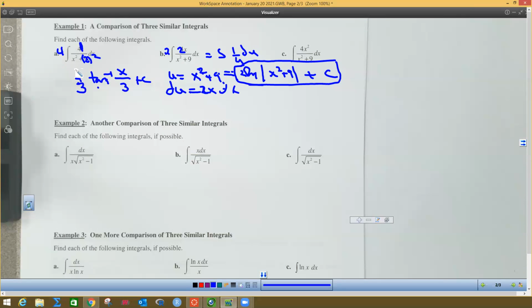I can't get my pen to work. It's not working. What's going on? There we go. 4/3 inverse tangent of x over 3 plus c. So that would be that answer.